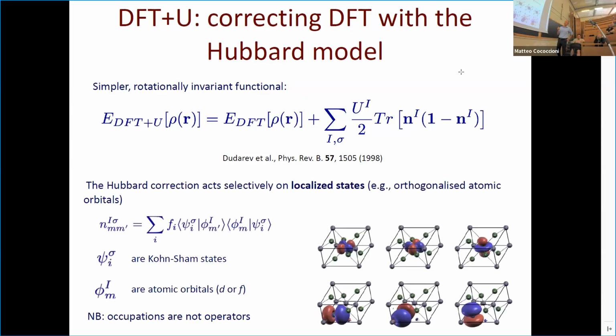And again, let me stress once more that it acts selectively on the localized manifold that we decide to apply it on. In our case, the d states of the transition metal ions, so the ones that are depicted here. And that's done exactly through these projections that I introduced a few slides ago.